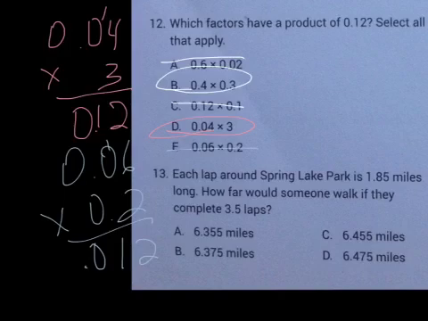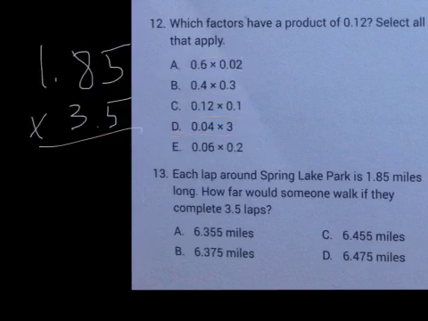So let's look at number 13. It says each lap around Spring Lake Park is 1.85 miles long. How far would someone walk if they complete 3.5 laps? So let's multiply that out.